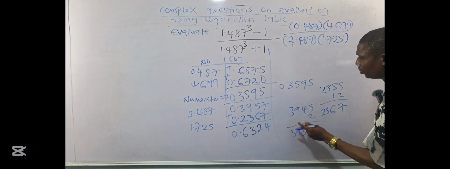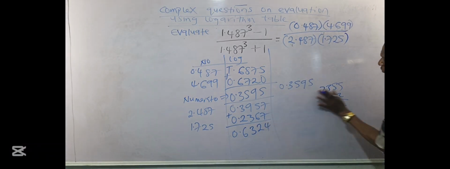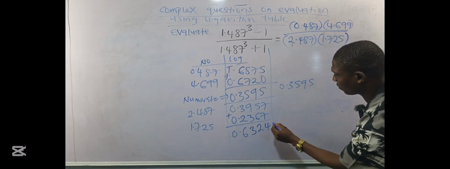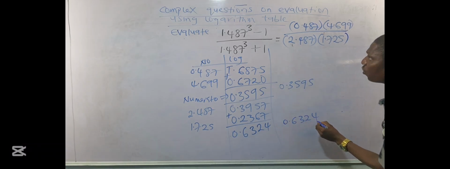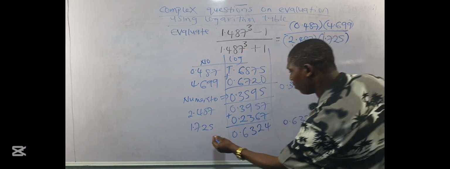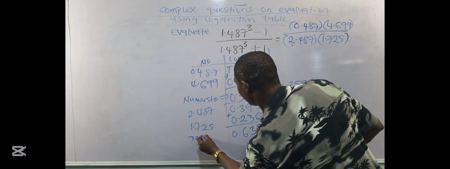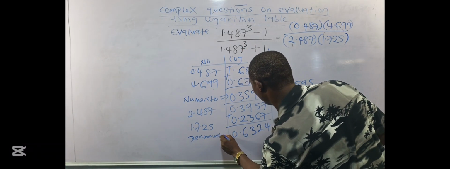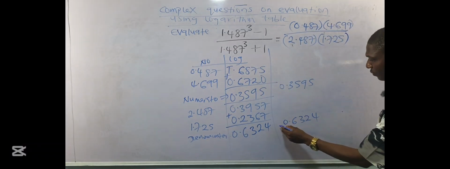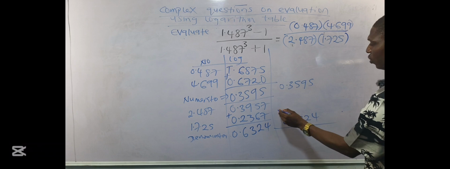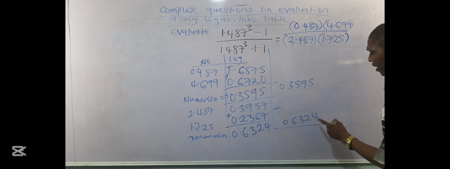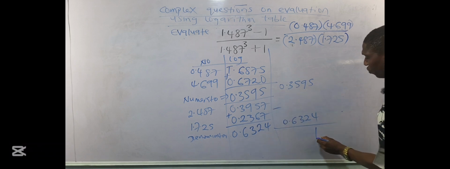So extend this to this other side. I have 0.6324. This is my what? Denominator, remember. So I have this way. Division has to do with what? Minus. 5 minus 4 will give me what? 1. 9 minus 2, 7.